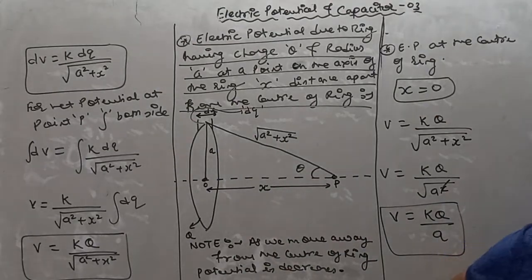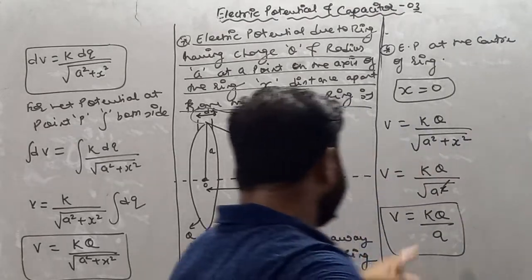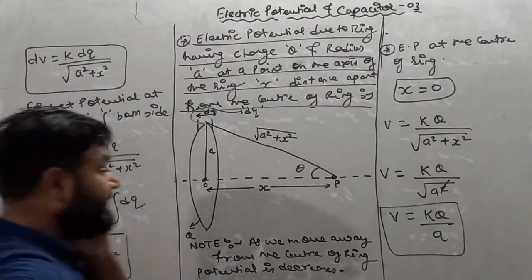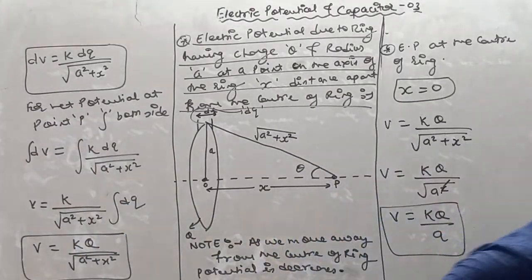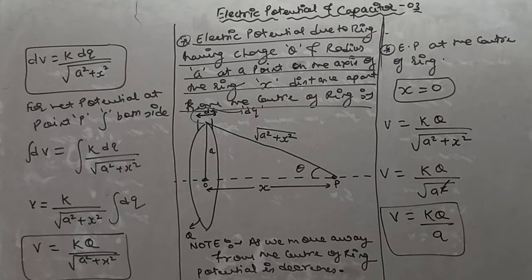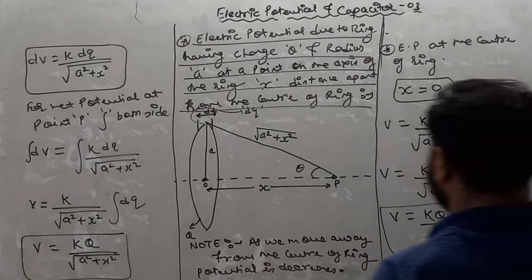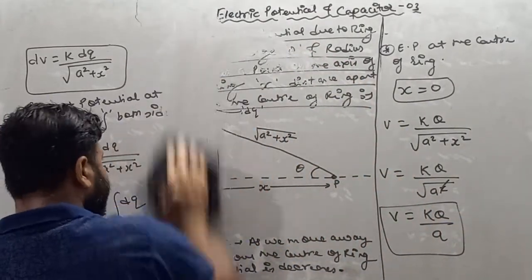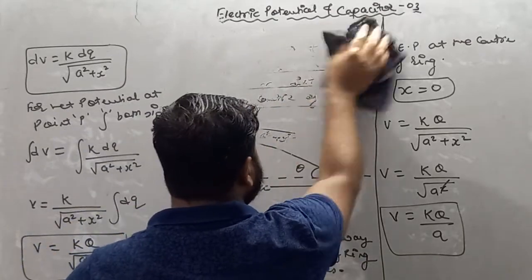So remember this thing, electric potential on the axis of ring is kq by under root a square plus x square, and electric potential at the center of ring is kq by a. So what we'll see is that as we move away from the center of ring, potential decreases. Now write down graph of potential versus x.